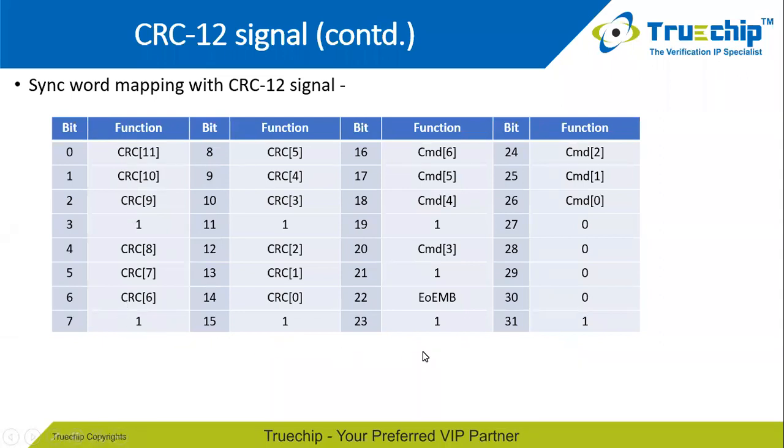Here, bits 27 to 31 contains 5-bit end of multi-block sequence. Also, the 22nd bit contains the end of EMB identifier, which, if set to 1, indicates that the current multi-block is the end of extended multi-block. This pattern of pilot signal is same for CRC3, FEC, and for standalone command channel.